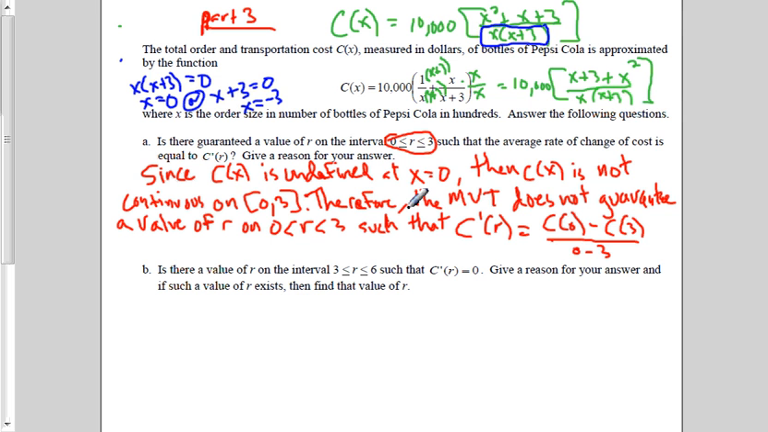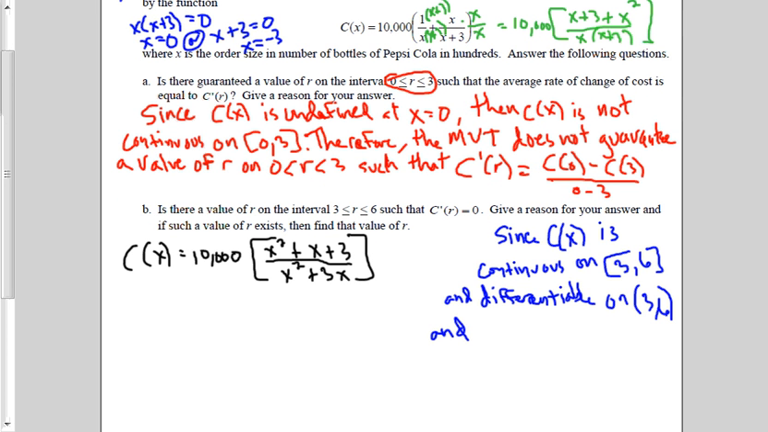So I know it's continuous, I know it's differentiable. Let's just check to see what the values of the endpoints of the interval on the original function are. If they're equal, then I can use Rolle's theorem. We said it's continuous on the closed interval from 3 to 6 and differentiable on the open interval from 3 to 6. Rolle's theorem says that the value of these endpoints must be equal.